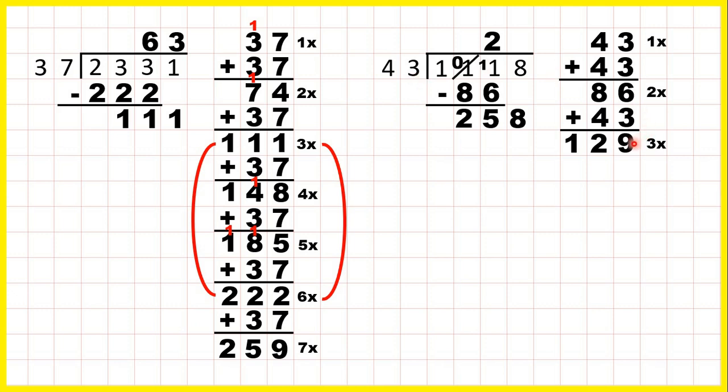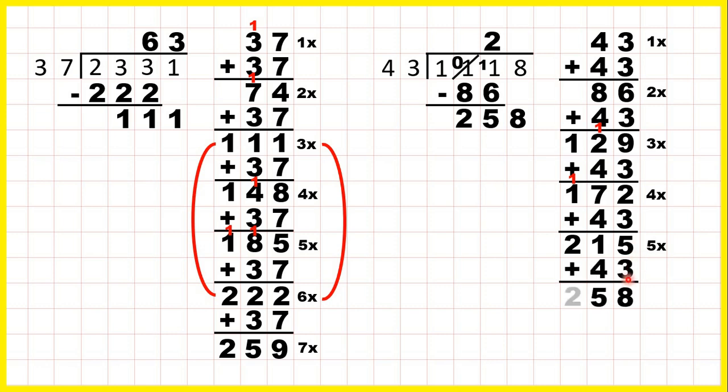Now we know that 129 is 3 times, so there is a shortcut here, which I'll come back to in a moment, but for now we can keep on adding 43s until we get to 258. So adding another 43 gives us 172 for 4 times, 215 for 5 times, and 258 for 6 times. So because 258 is 6 times 43, we know that 6 is the final digit of our answer.